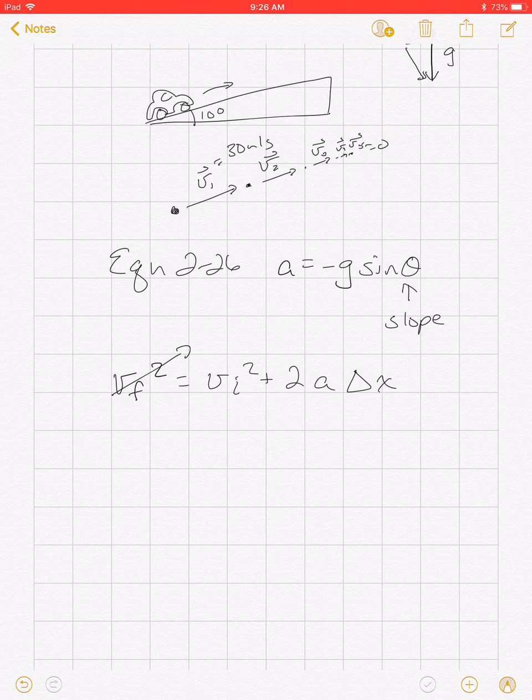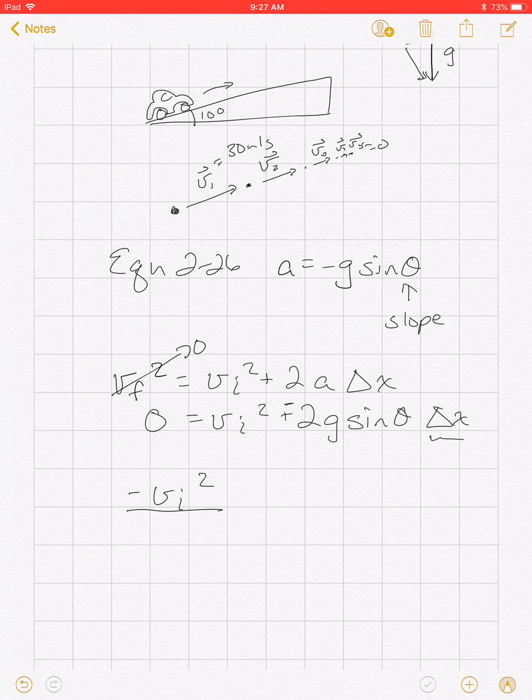In this case, our final velocity is equal to 0. So we know a, we know g, so I'm going to substitute things in. We have our initial squared plus 2. Now I'm going to go ahead and throw in that minus g sine theta delta x. Okay? We're going to solve for delta x. So that means we're going to move vi squared over, and we're going to have minus 2g sine theta. That will be equal to delta x, and then our signs cancel.